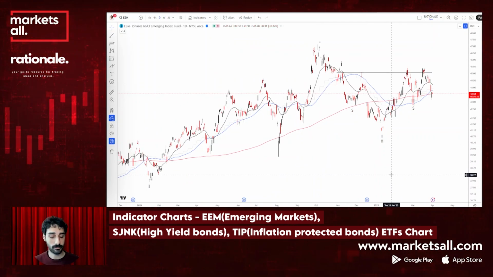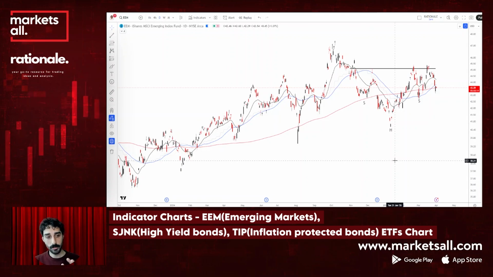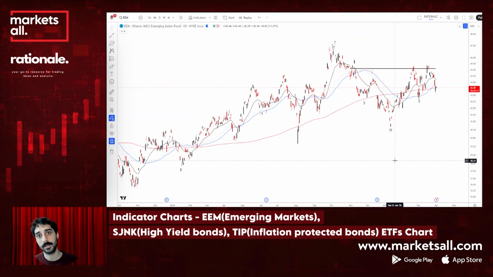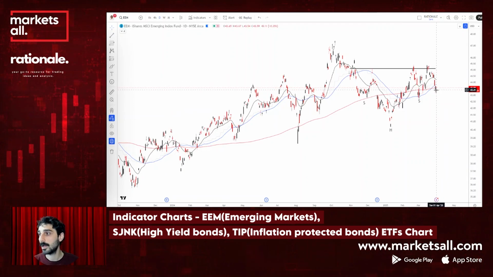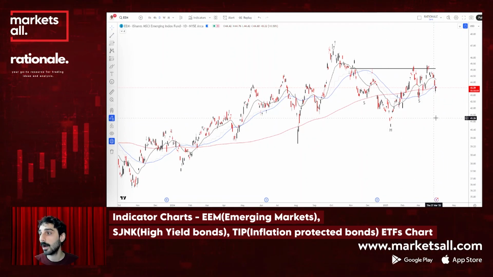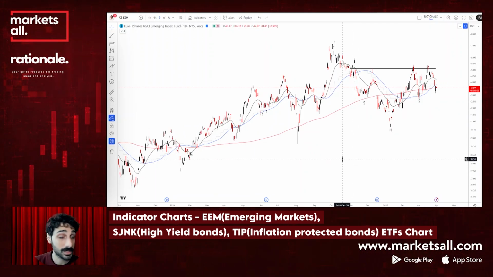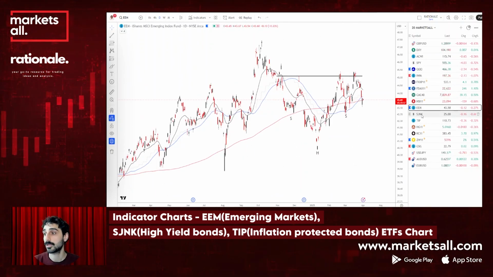I'm just showing this as an indicator rather than trading it. Because if there's an inflow to emerging markets, that means risk-on sentiment is coming back. As you can see, in the last 3 days there's a huge sell-off because risk-off sentiment is pretty strong right now. I'm just suggesting this chart as an indicator to read what's going on in the market.